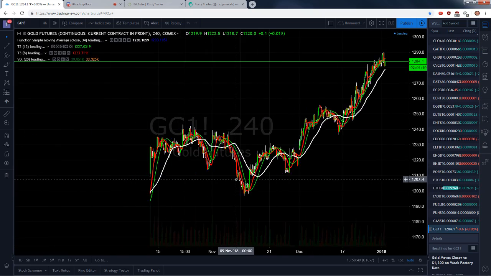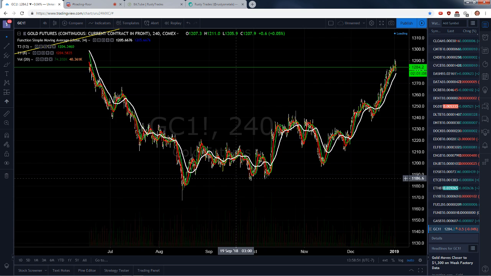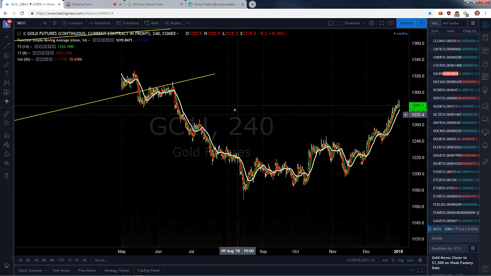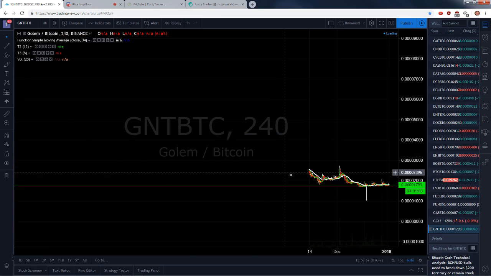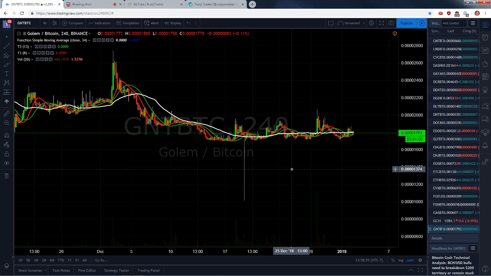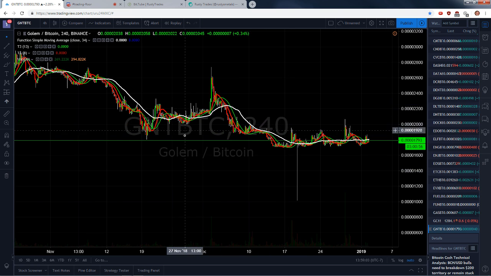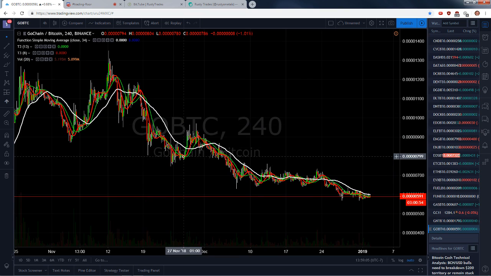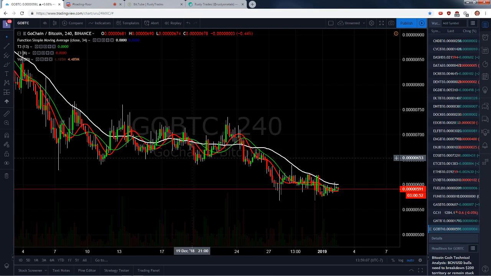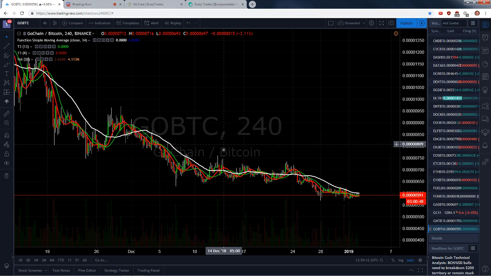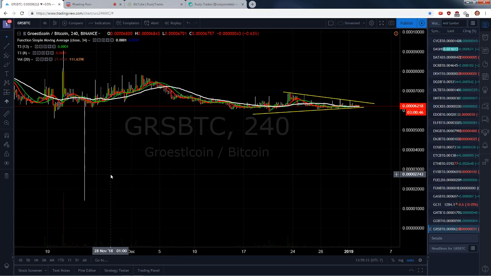Gold. Had a nice little run up from the bottoms. Looks like coming into previous lows now. So there you go, gold. GNT needs to pop across that resistance. A double bottom. Watch for pop into previous lows or the range.